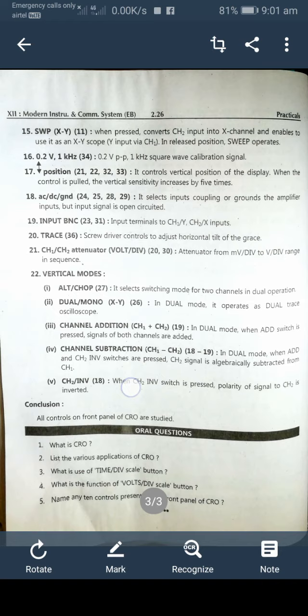Lastly, the conclusion: all controls on the front panel of CRO are studied.